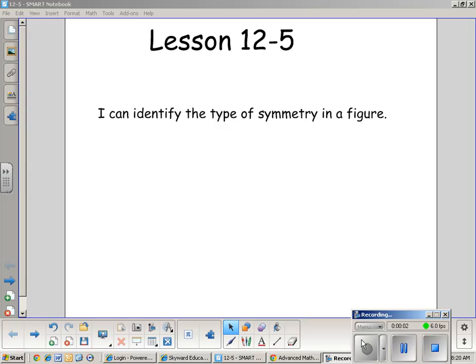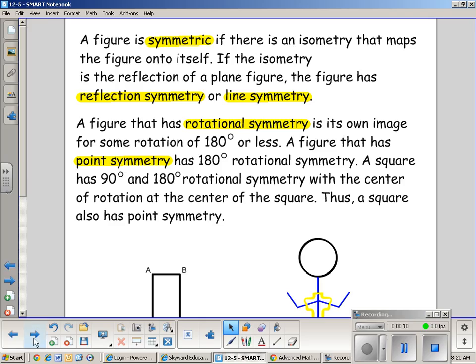Lesson 12.5, we're going to talk about symmetry. There's a couple different kinds of symmetry that we're going to focus on. The first one is going to be reflection symmetry or line symmetry. And the second one is rotational symmetry. I'll pause this and let you copy that down, and then we'll talk some more.